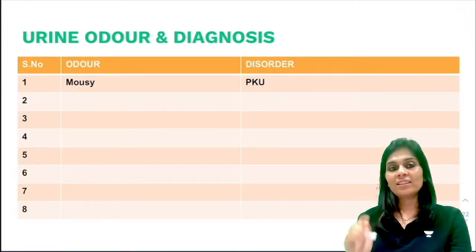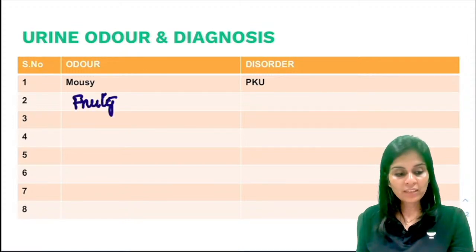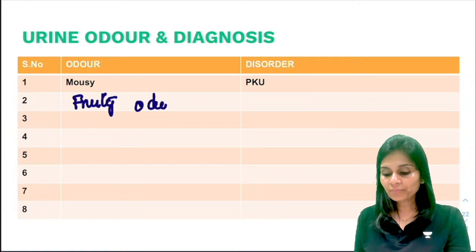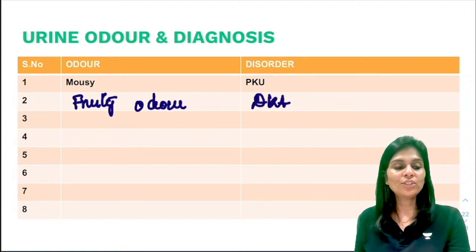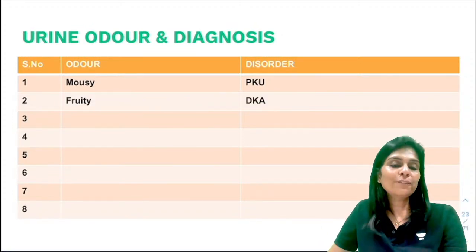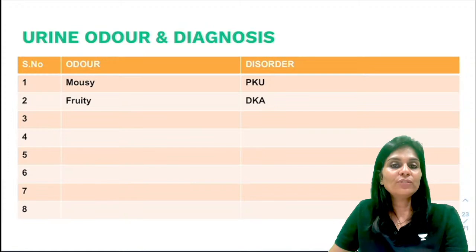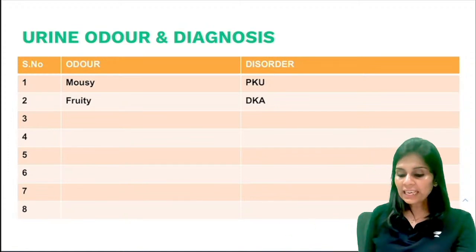The second one, the second odor also you all know, fruity odor. What is fruity odor? Fruity odor is a feature of diabetic ketoacidosis or any ketoacidosis for that matter. Yeah, fruity odor is a feature of diabetic ketoacidosis, or in other words, any ketoacidosis. Okay. And then cabbage odor.